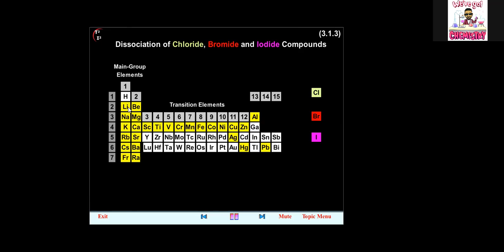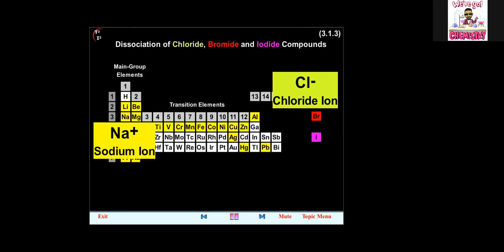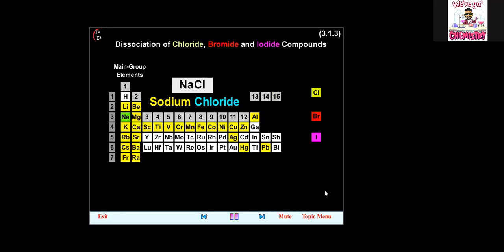All right, we are going to pick one of the group 1 elements combined with the chlorides. Na+1, sodium ion. Cl-1, chloride ion. Sodium chloride. NaCl is soluble in water. When dissolved, it breaks down into Na+ aqueous and Cl- aqueous.